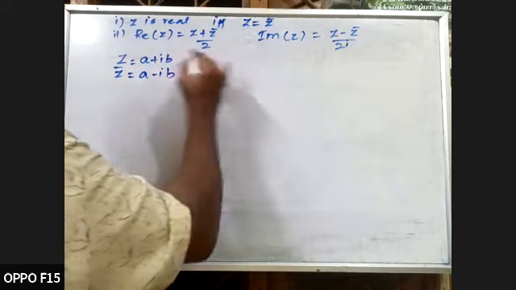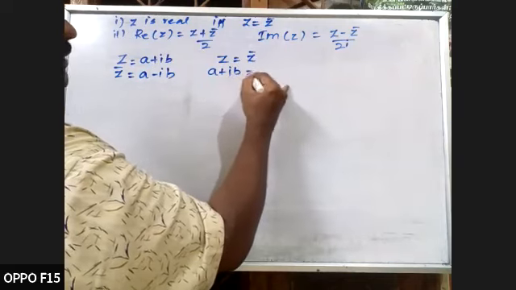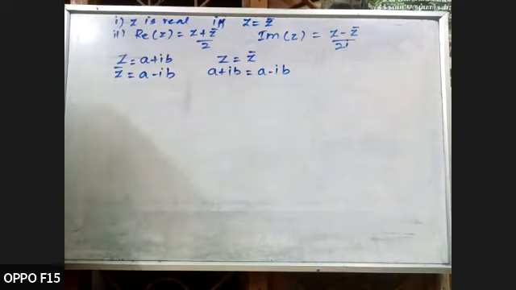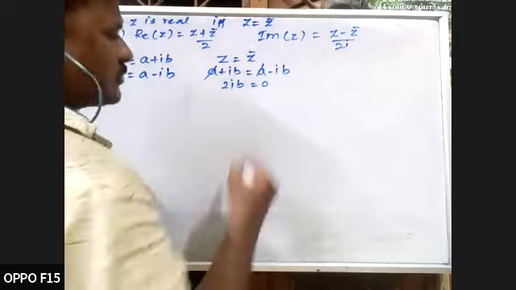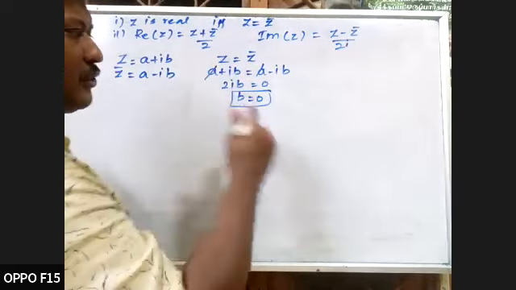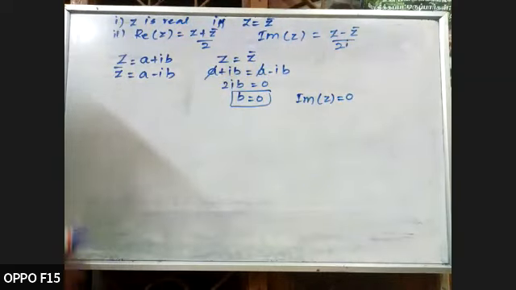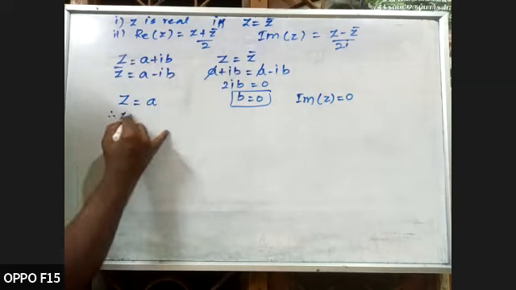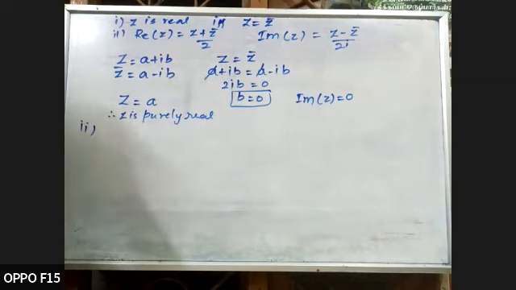Then I say Z is equal to Z conjugate is the condition. A plus ib is equal to A minus ib. Correct? A cancels, so 2ib is equal to 0. So 2ib equal to 0 means the value of b is 0. b value 0 means imaginary part of Z equal to 0. Imaginary part 0, therefore Z is purely real. First property is over. Come back to the second property.